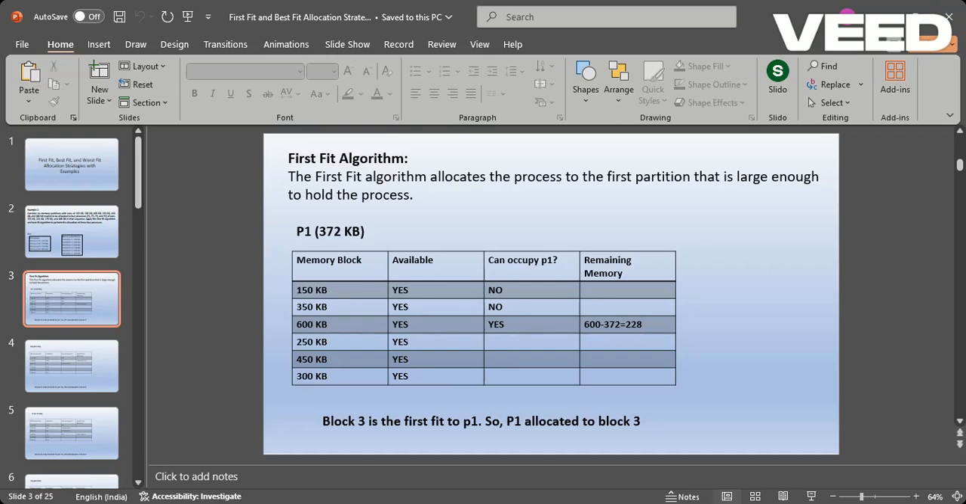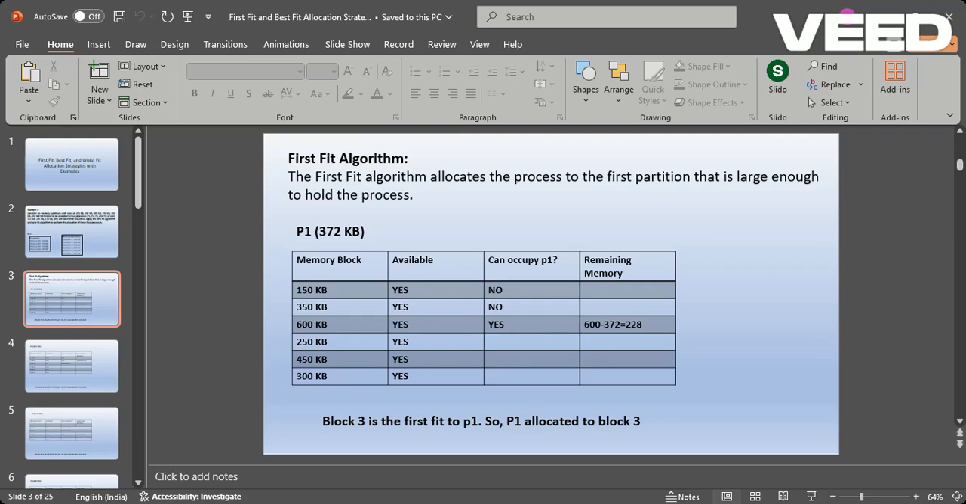Here the first block is 150 KB, which is not large enough to store P1. So we move to the second memory block, that is 350 KB. Our P1 process size is 372, so this second block is not enough to store P1. Then the third block we compare is 600 KB. It will check with the P1 size, and it is enough to store 372 KB. So in the can occupy column we write yes.